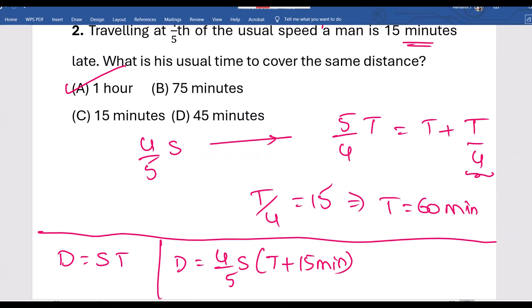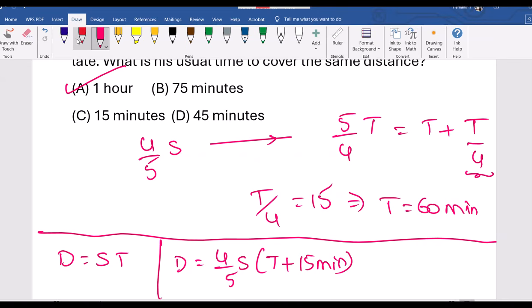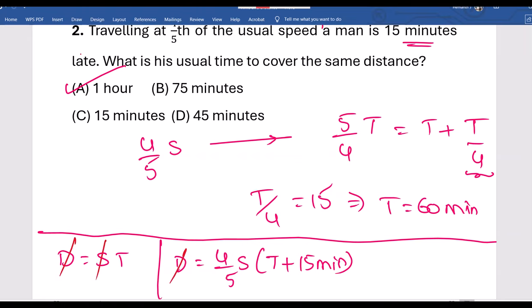Distance is speed into time. Now same distance, speed becomes 4 by 5. Time is t plus 15. Now both are equal, distance same. When you equate, D and D get cancelled, S and S get cancelled. Or divide these two equations. S out, D out. Then what will happen? Okay, 5t equal to 4 into t plus 15 minutes. Here we will get t equal to 1 hour.